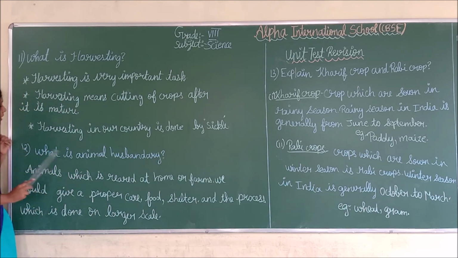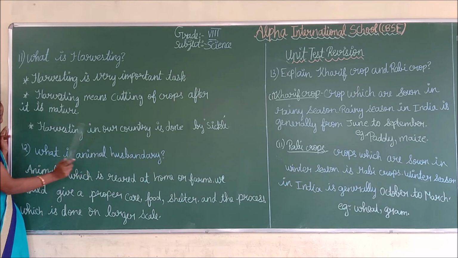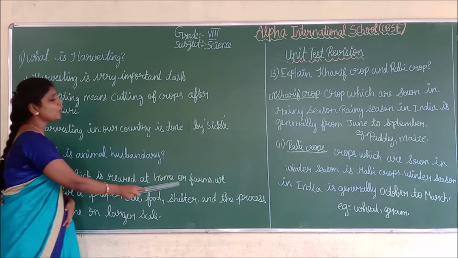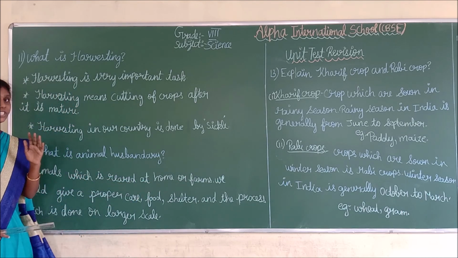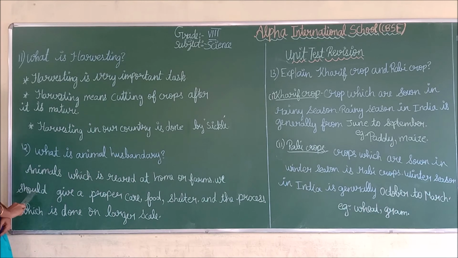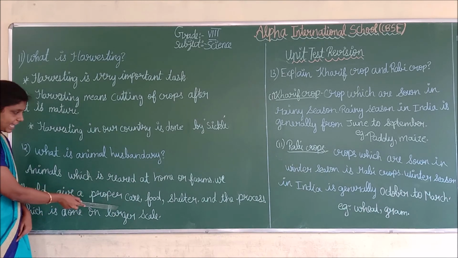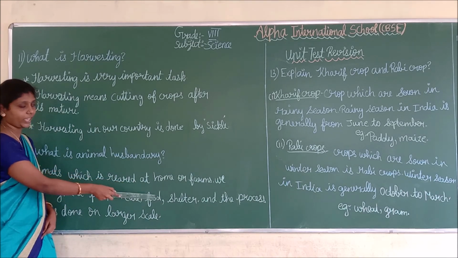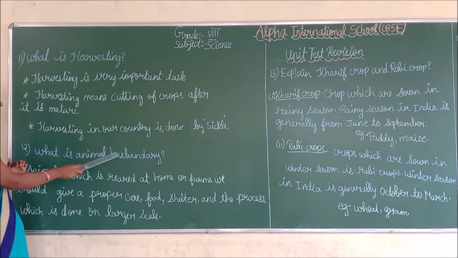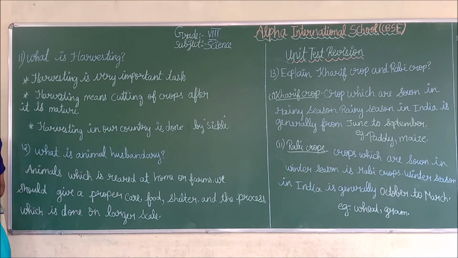Next, what is animal husbandry? Animals which are reared at homes or farms. We should give proper care, food and shelter. When these processes are done on a larger scale, we call it animal husbandry. Do you understand what is animal husbandry?